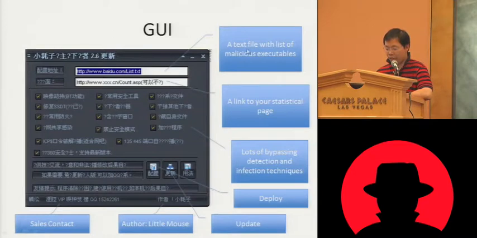First of all, you have a text file with the list of the malicious executables. The function is, you can give a list of TXT files and a list of payloads you would like to download to the rootkit on different sites. You could also have a link to a page to get the number of infected workstations. And there are a lot of options to bypass detection and infection techniques.